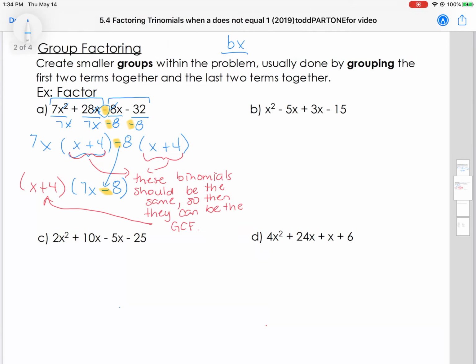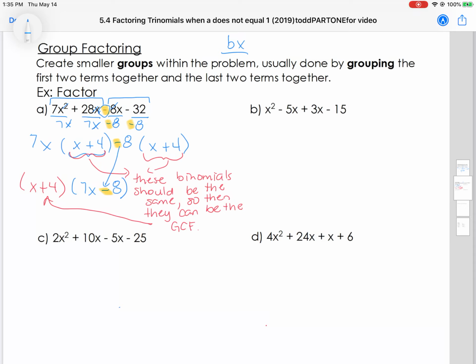Okay, so when you group factor, even if you're not dividing by the same thing initially, which usually you will not be, then your second line, your binomial greatest common factors, the ones that have an x term in them, should be the same, so that they can become the greatest common factor. Okay, so let's try another one.